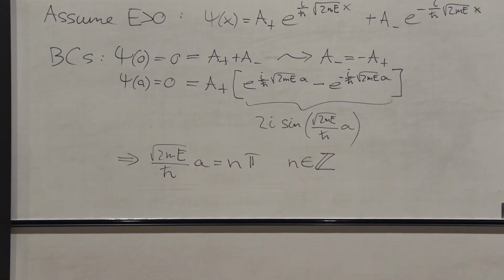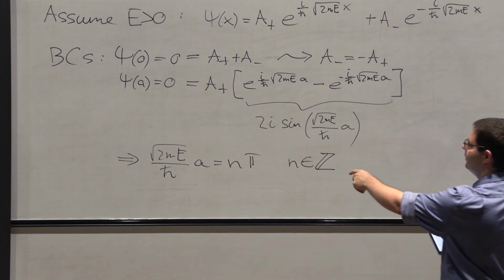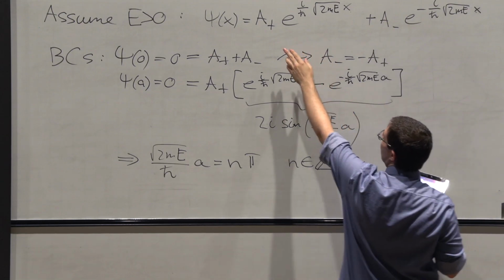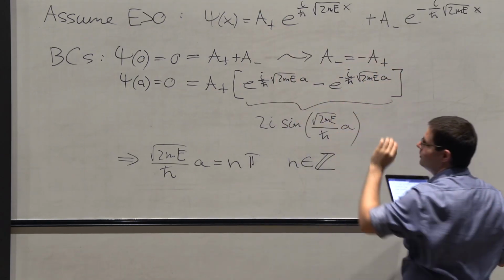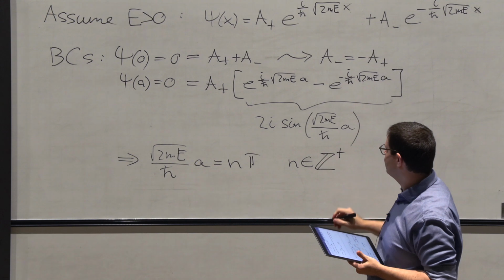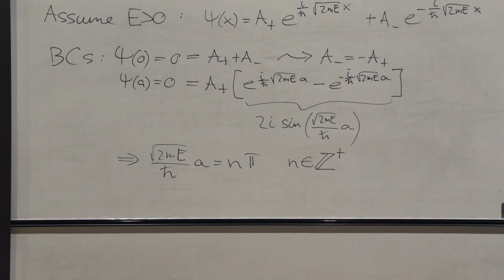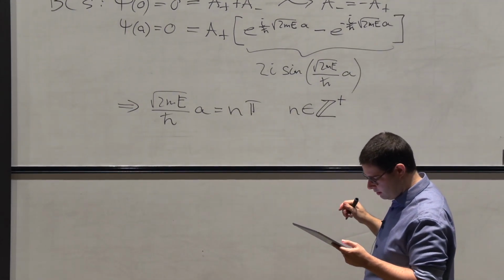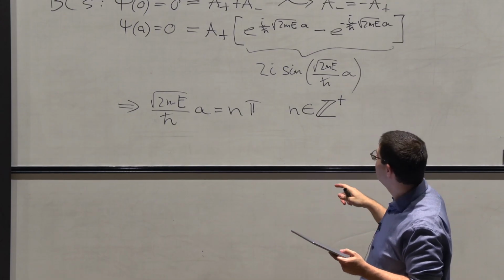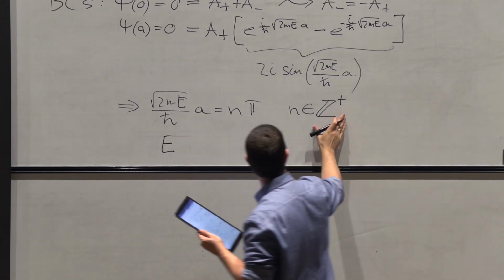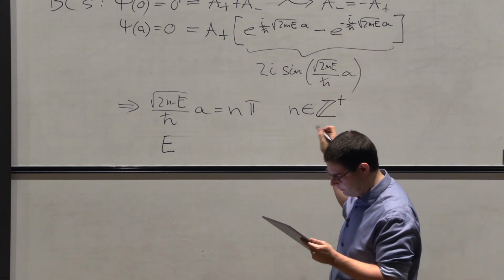And for n negative, we get the same solution up to a relabeling of what A plus and A minus means. But since these are arbitrary constants and we can multiply a solution by an arbitrary constant, it's still a solution. We only get distinct solutions for positive integers. Okay? So you will see this more clearly when we actually write down the wave function in a sec.